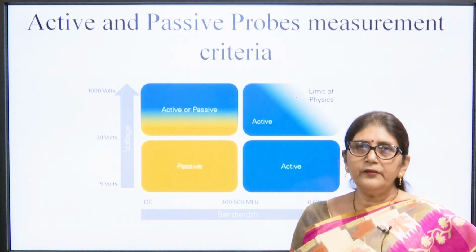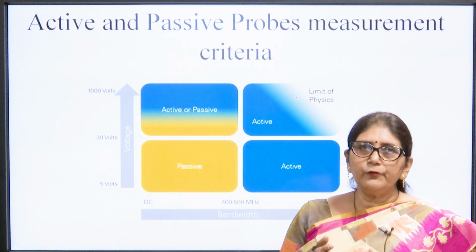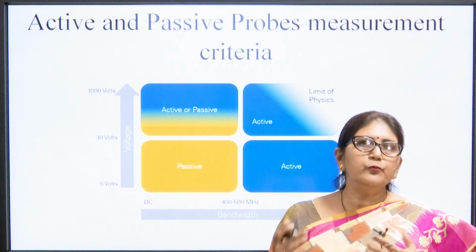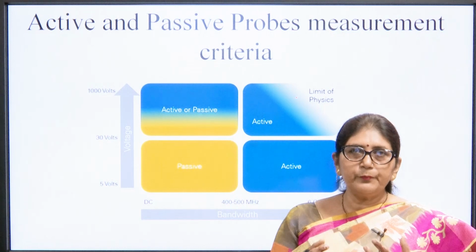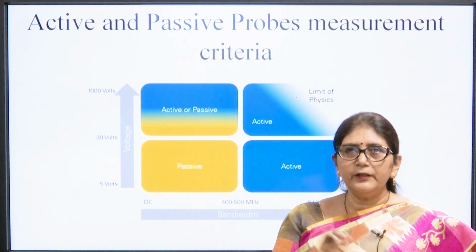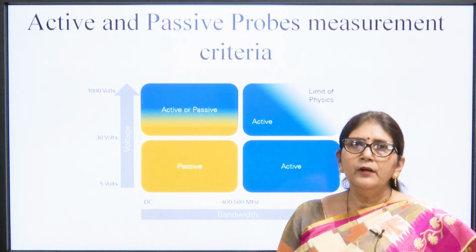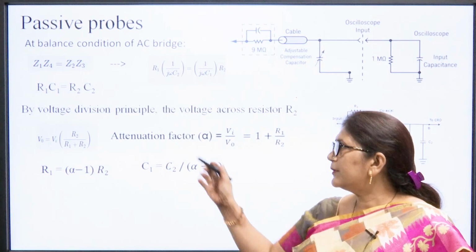So, up to 500 megahertz we can use a passive probe, and similarly in voltage approximately we can use a passive probe up to 200 to 300 volt. But if we use this passive probe for more voltage, then it will not give the accurate value. So, this is the passive probe.